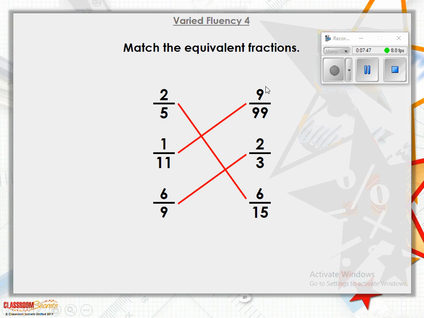1/11 is equivalent to 9/99. 9 is a divisor. 99 divided by 9 is 11. 9 divided by 9 is 1. Now here we've got 6/9 is equivalent to 2/3. The divisor is 3. 9 divided by 3 is 3. 6 divided by 3 is 2.